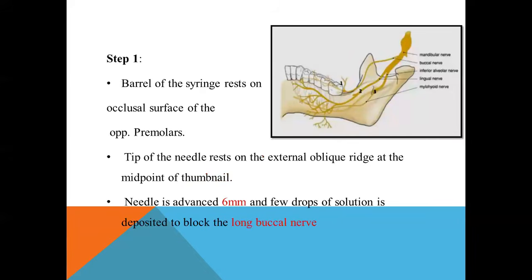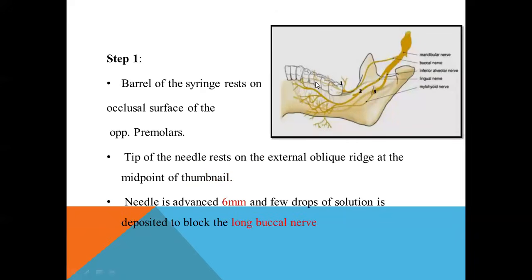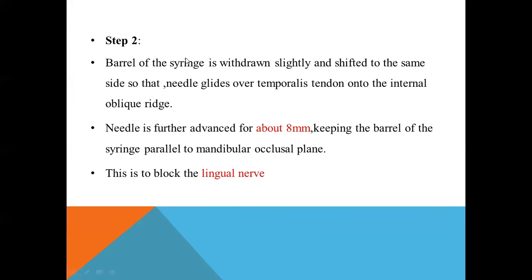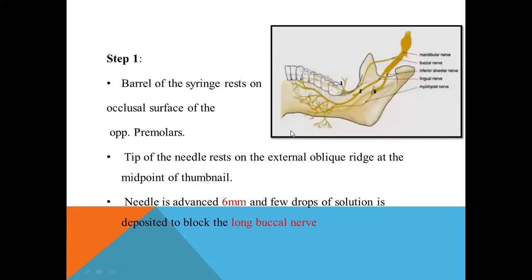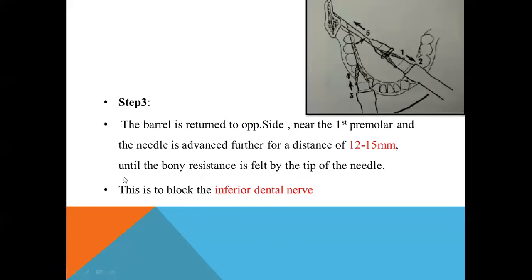Remember, in step 1, you advance the needle to 6 mm. Until 6 mm, the needle will be inside the tissue, and you have deposited the solution and anesthetized the buccal nerve. In step 2, you further advance the needle 8 mm. So already 6 mm plus 8 mm, totally 14 mm of needle is inserted inside the soft tissue. In this step 2, you will block the lingual nerve. In step 3, you further advance the needle 12 to 15 mm.